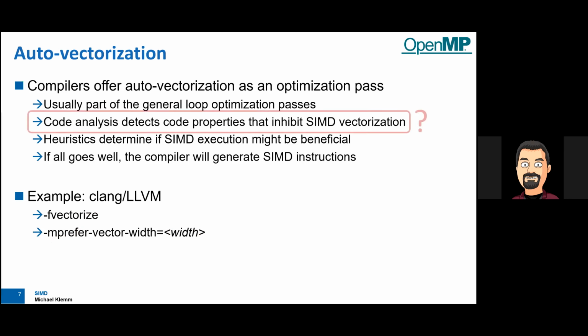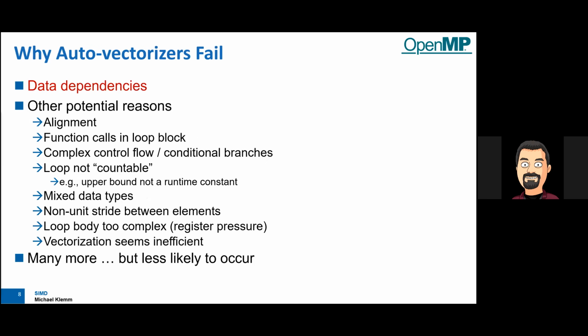All right, now the question is, what is this code analysis? There's a ton of reasons why auto-vectorizers typically fail. And here's just a list. It's not extensive and potentially misses like 1,000 cases where a particular vectorizer fails for a particular snippet of code. But usually the first and foremost are data dependencies, where the compiler is not able to prove that there are no harmful data dependencies, and that basically inhibits SIMD vectorization because the compiler is not sure.